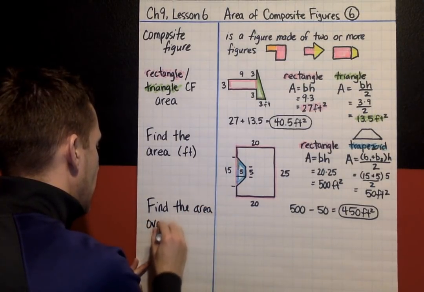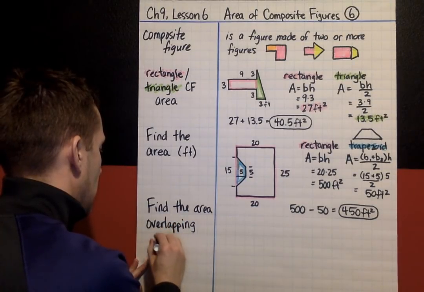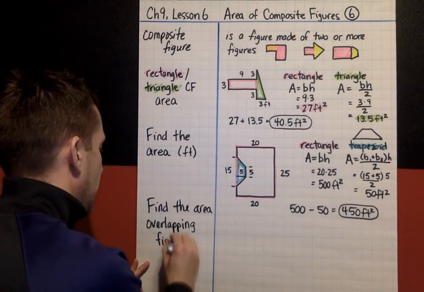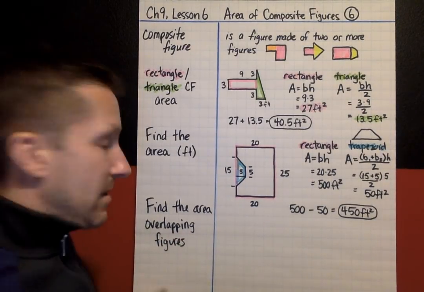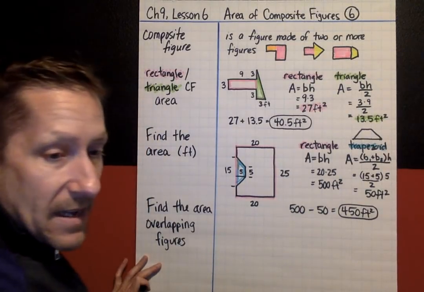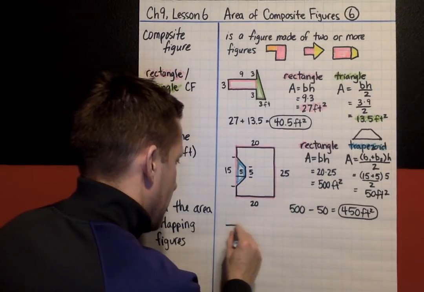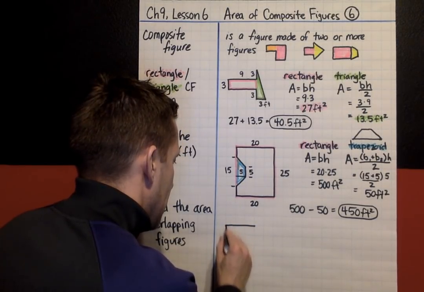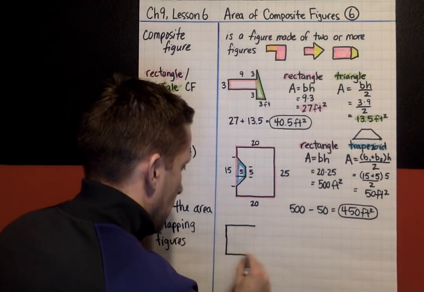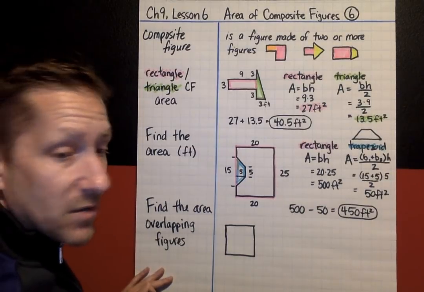And overlapping figures. It's another kind of composite area. So make a rectangle that's 3 units across. Actually, this one will be a square. It's 3 by 3. Still a rectangle, but it actually is a square as well.